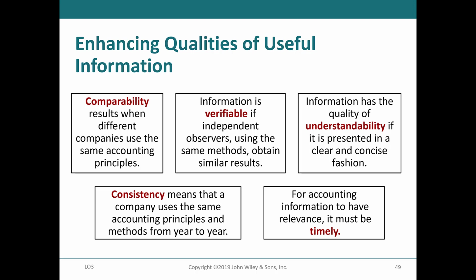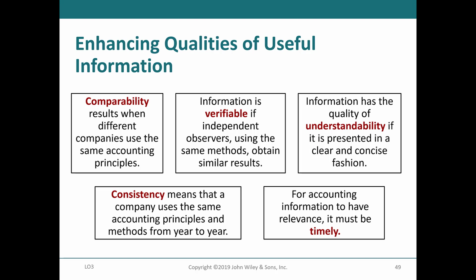So how are we able to enhance the quality of useful information? Comparability. When different companies use the same accounting principles to make a comparison, companies must disclose the accounting methods which they use. Okay, so we should be able to compare. Okay, information is verifiable. Information that is proven to be free from errors. Okay, if independent observers using the same method obtain similar results, so it should be verifiable.